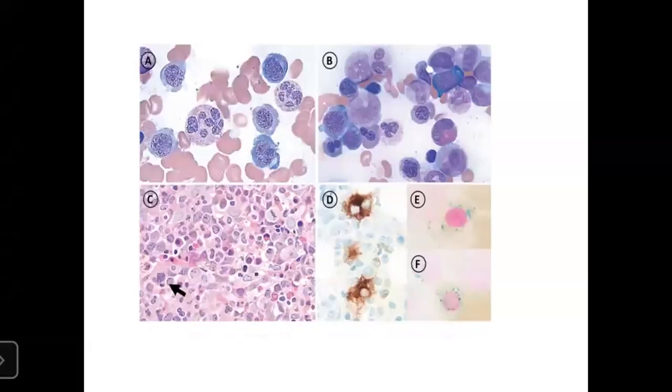Another, you can see here multi-nucleated neutrophils. In the bone marrow biopsy also you can see asynchrony of the cytoplasm and nucleus, you can see it in picture B.